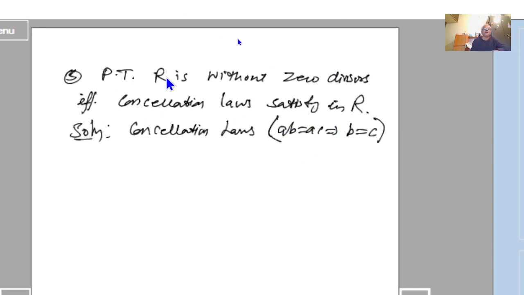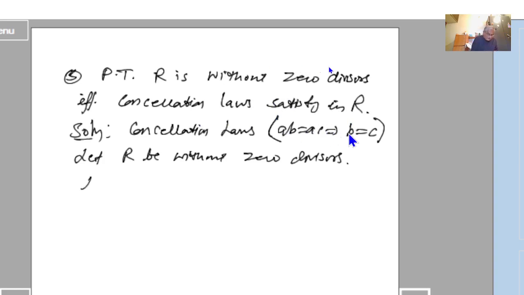So what is the example here? R is without 0 divisors if and only if cancellation law is satisfied in R. That is, if R is without 0 divisors, we have to prove that cancellation laws hold in R. And conversely, suppose cancellation laws hold in R, then we have to prove that R is without 0 divisors. So let me consider one by one. Let R be without 0 divisors. I have to prove that cancellation law is satisfied in R.